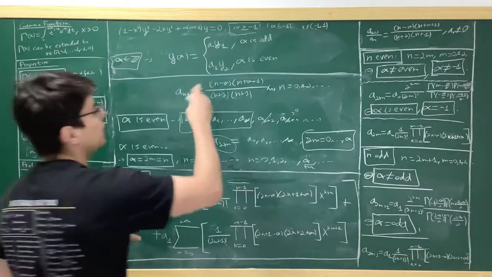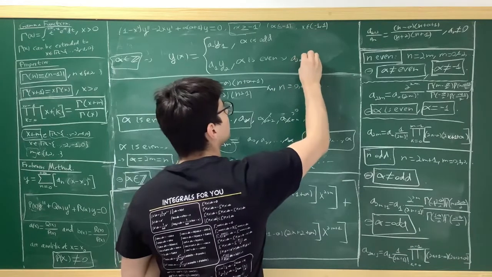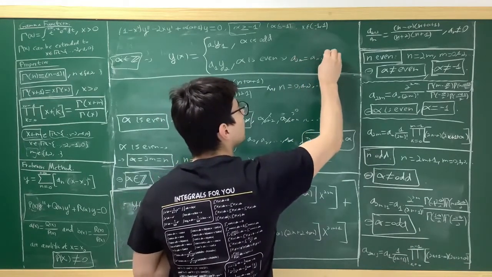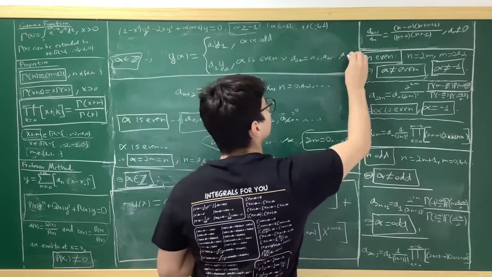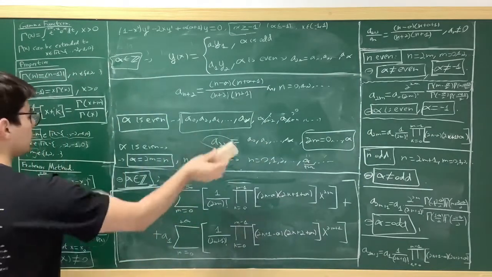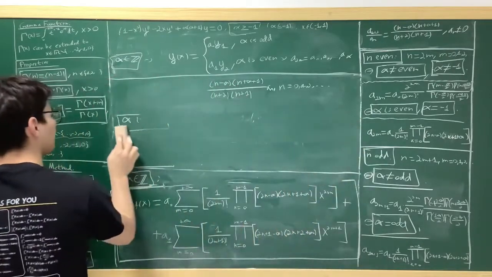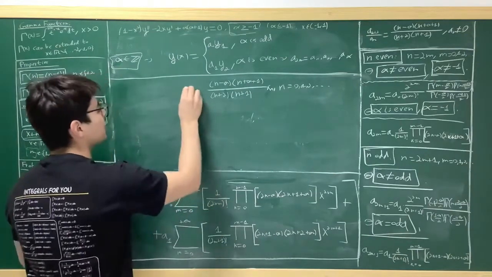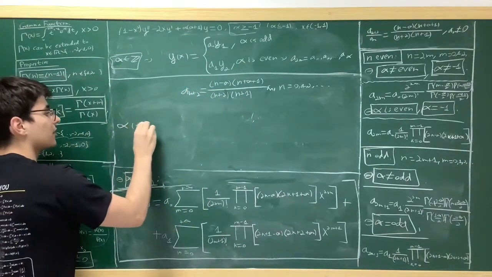So if alpha is even, then a_2m is equal to a_0, a_2, and up to a_alpha. That's what we have. So let me just erase all of it. Now, of course, what's the next step? The next step is just considering what if alpha is odd?